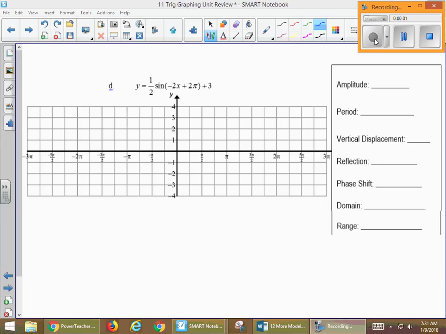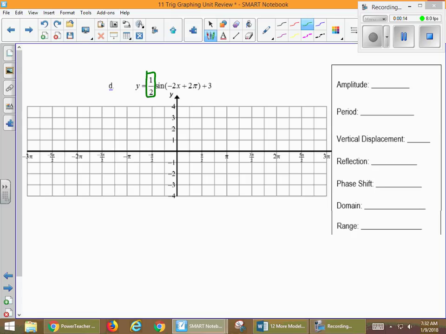All right, more graphing with sine and cosine. So, again, I'm just going to work my transformations left to right. The 1/2 out front is a vertical shrink by 1/2, and that's going to give me an amplitude of 1/2. So this little curve is going to be really tight around the x-axis, or tight around my midline, I guess.